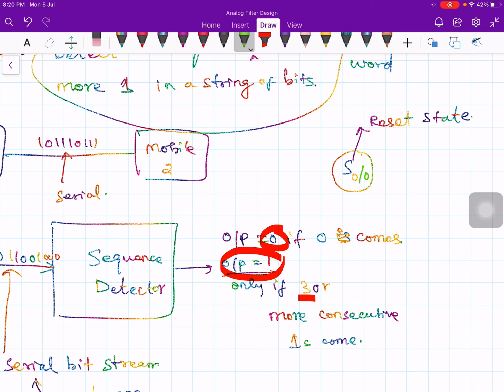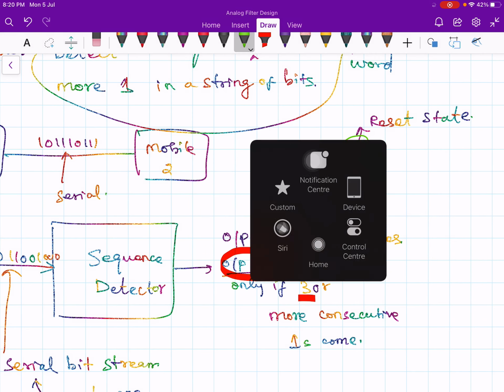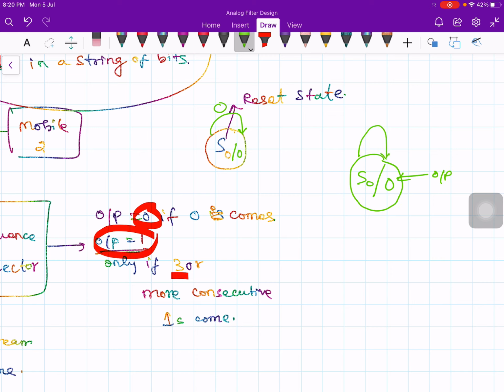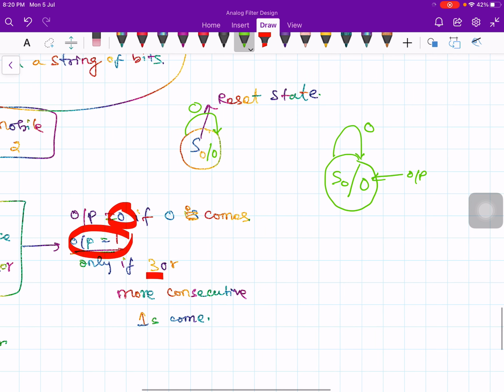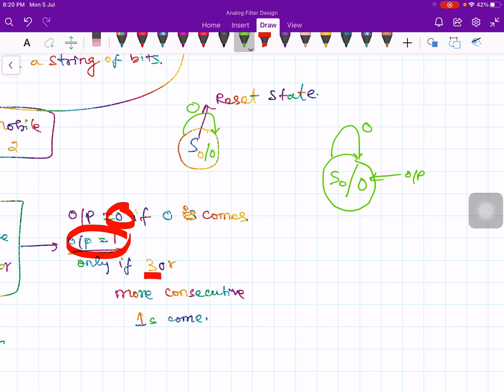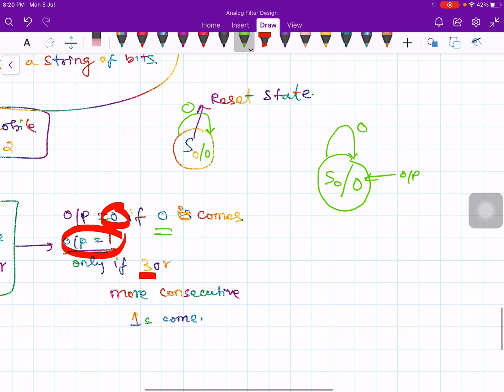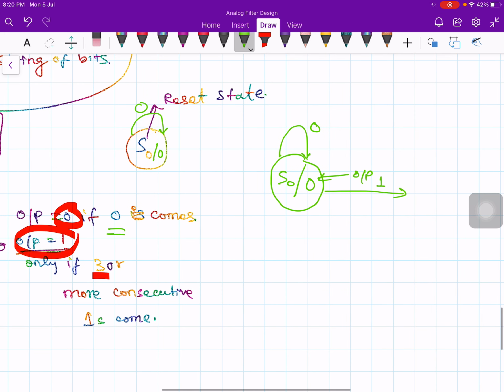So the input is denoted like this. If the input is 0, output is 0. So S0 is a state, and slash, this is the output. And where is the input? This one. If 0 comes, it will be in the state S0. If the input is 0, the circuit stays in S0. Now if the input is 1, what is the output? Again output is 0. The output is 1 only if 3 ones are there. So if the input is 1, then it goes to state S1.